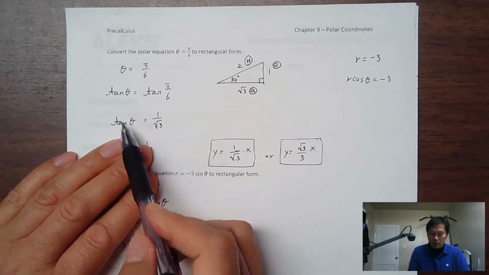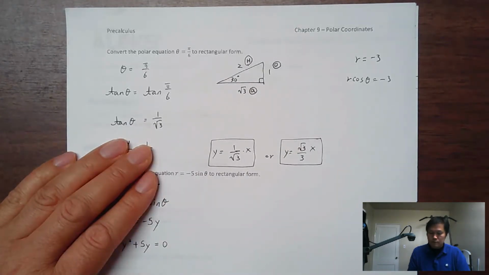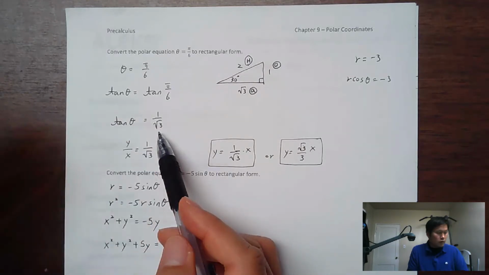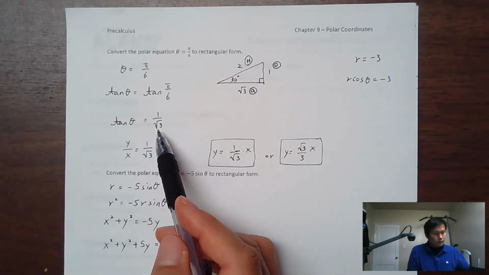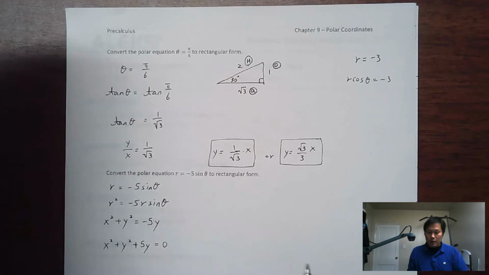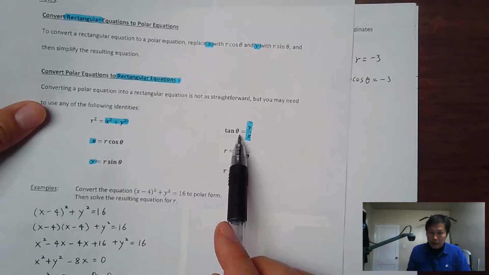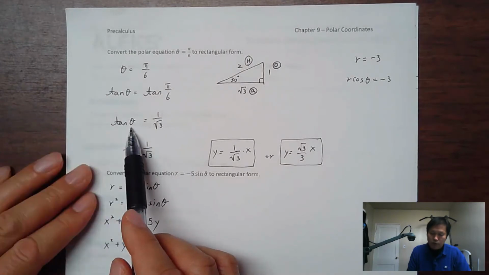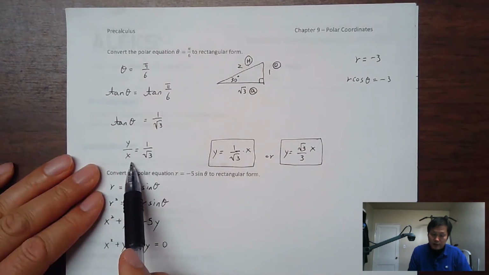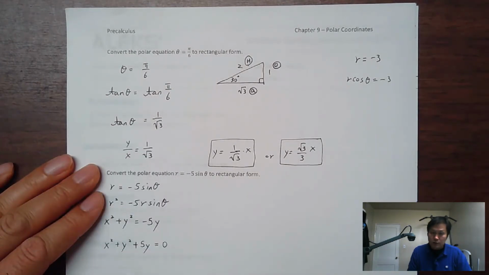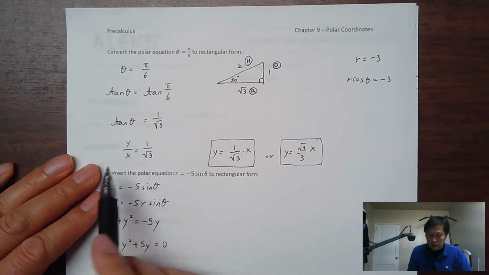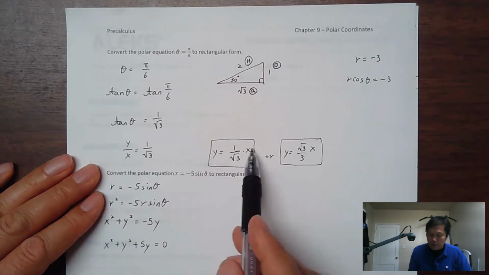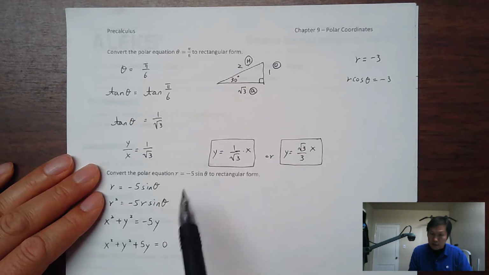And tangent theta is tangent theta. Tangent theta equal to 1 over square root of 3. Right there, you can apply this formula. Tangent theta is equal to y over x. So left hand side, tangent theta, you can replace that with y over x equal to 1 over square root of 3. Solve for y. So just multiply by x both sides, and this is the answer.